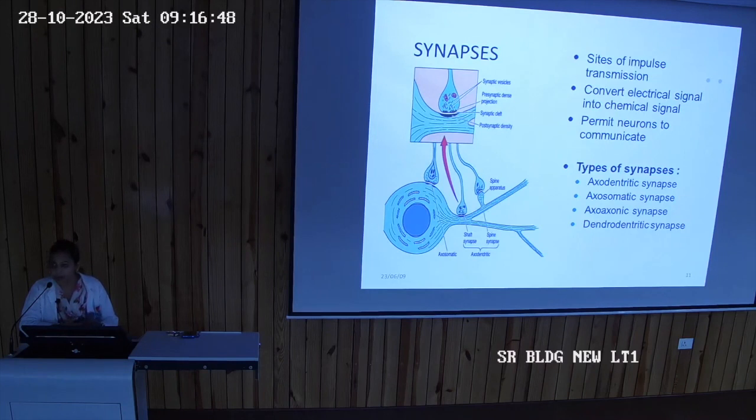Now the synapse here can be of different types. It can be between an axon and a dendrite, which is known as axodendritic synapse. It can be between an axon and the cell body of another neuron, which is axosomatic synapse. It can be between two axons, that is axoaxonic synapse, and between two dendrites, which is known as dendrodendritic synapse.